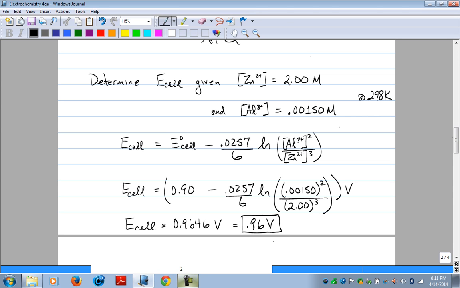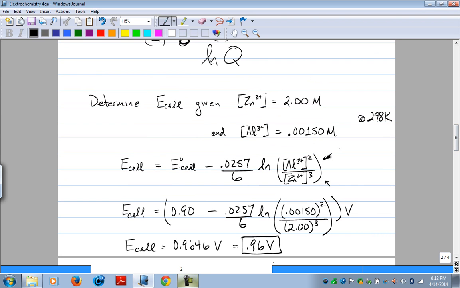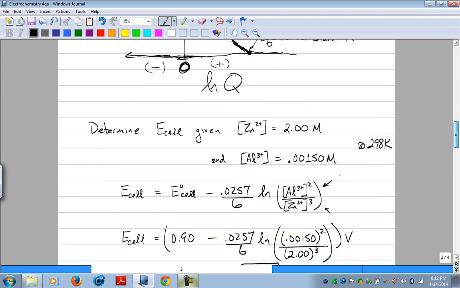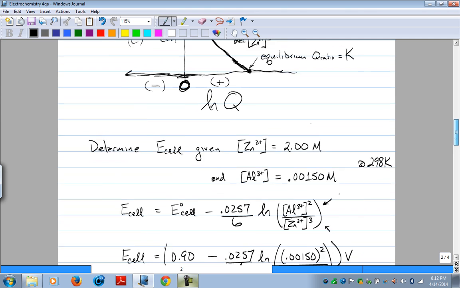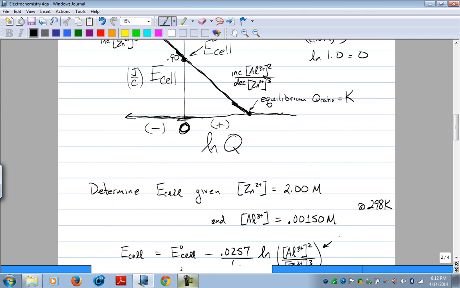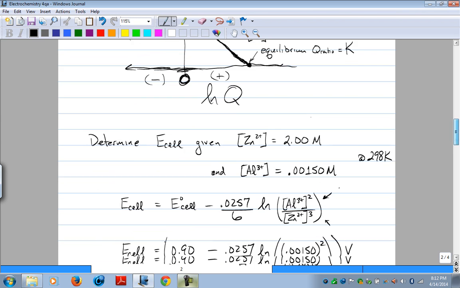On the other hand, if we had a relatively higher concentration of aluminum and a lower concentration of the zinc cation, higher concentration of the aluminum cation, that would have increased the value of Q and given you a lower cell potential difference, lower than 0.90, the standard cell potential difference.